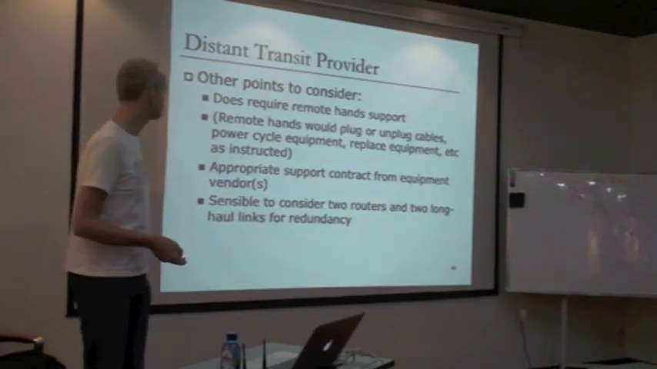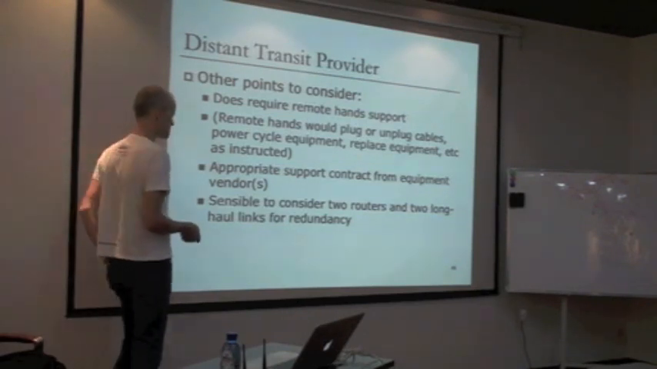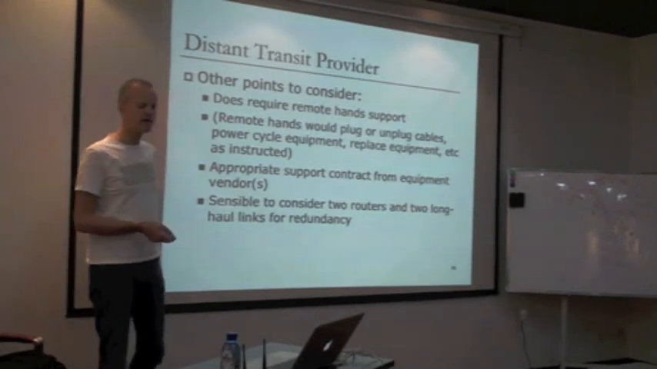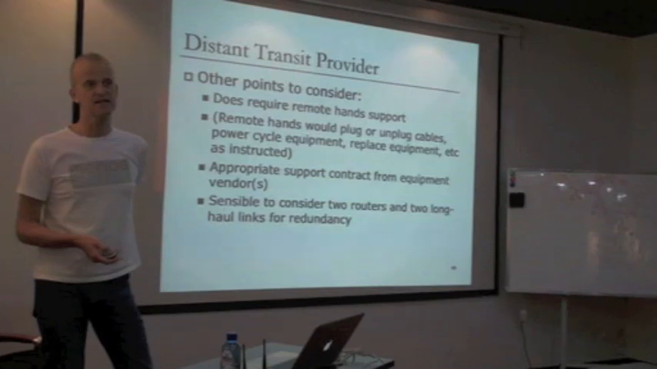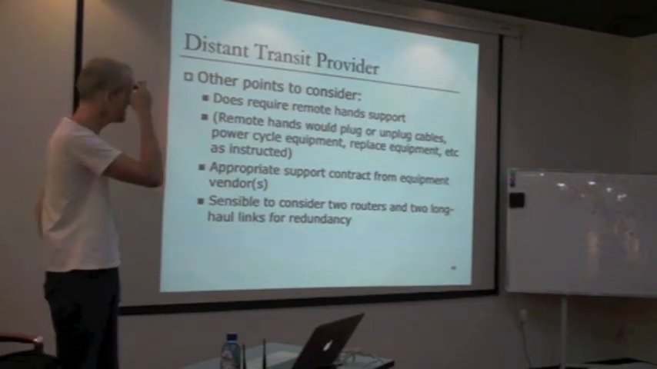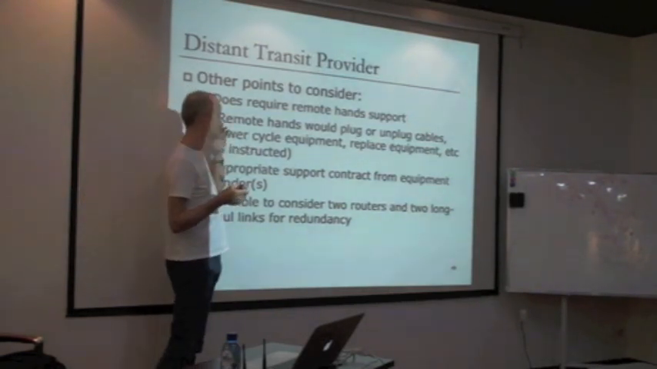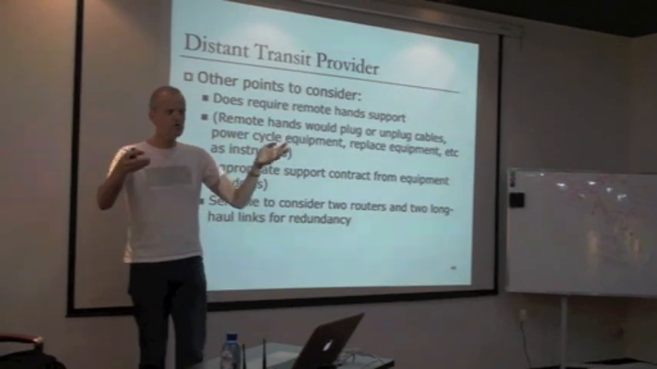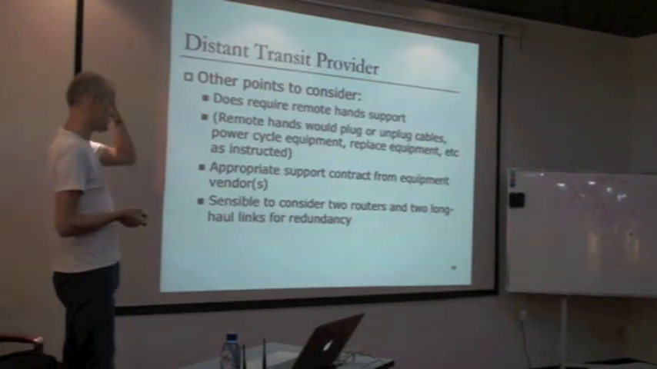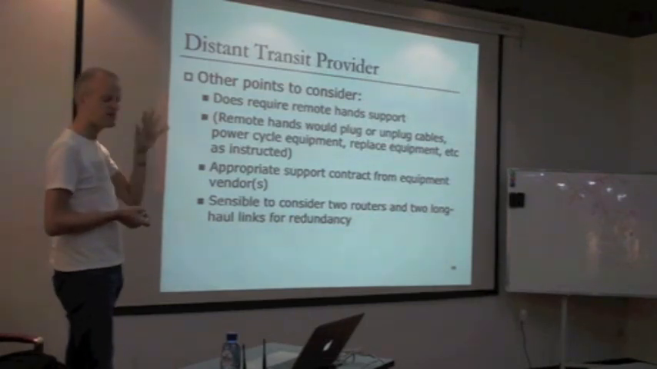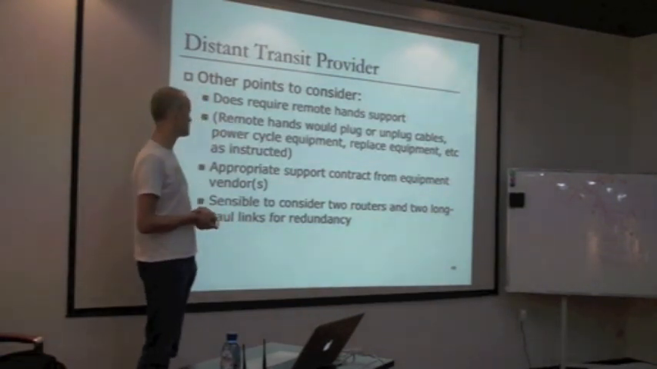Other points to consider, well, you need remote hand support. If you're going to put a router somewhere overseas, you can't get on an airplane and fly there if there's a problem. So you need to find somebody in the data center, and each data center usually has someone who can plug or unplug cables, power cycle equipment. If you need to upgrade the router, you can send them a new one, and they will swap it. You need people to do things like that. So get an arrangement with what's called remote hands, and they can do this basic work for you.